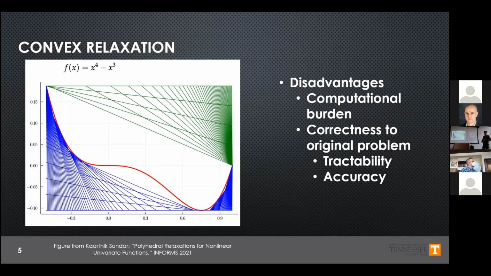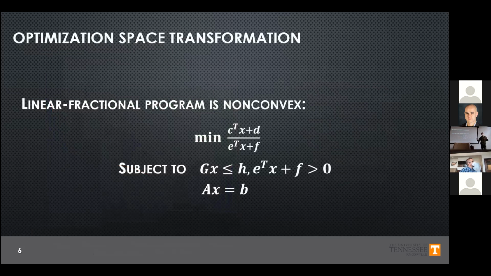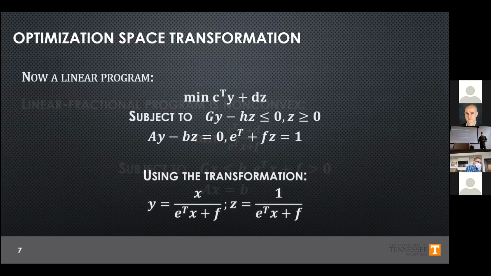So another method of solving non-convex problems is just transforming the optimization space. An example of this is given a linear fractional program, which is this formulation you see here, which in this formulation is a non-convex problem. However, one of the ways we can solve this problem is using this transformation you see right here. So we take that non-convex problem you saw on the last slide, use this transformation, and now you can see we have the summation over two variables. It's now a linear program. Linear programs are very easy and very fast to solve.